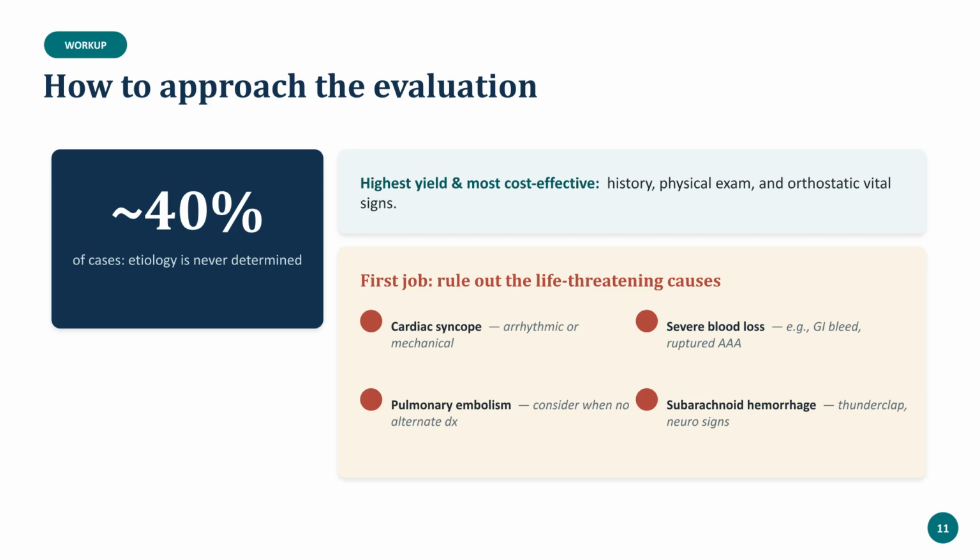The foundation of your evaluation is simple: the history, the physical exam, and checking orthostatic vital signs. These provide the highest yield. Your primary objective is to rule out life-threatening causes, like cardiac arrhythmias, severe blood loss, pulmonary embolism, or subarachnoid hemorrhage. Once those are excluded, you can move forward with more confidence.